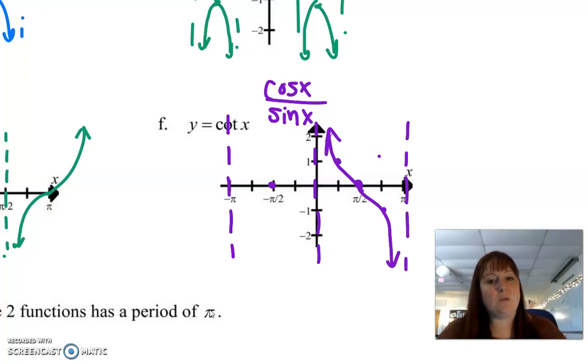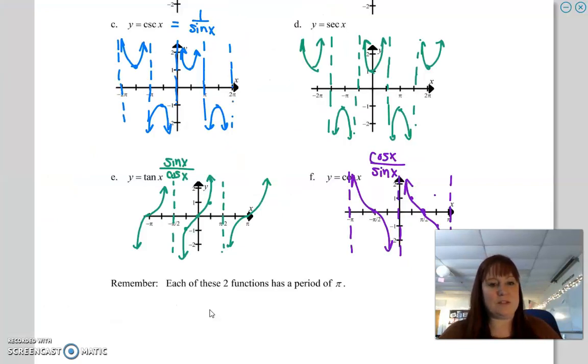Because if you think about it, at pi over 4, cosine is positive and so is sine. So at pi over 4, they're both positive, so your cotangent is positive. But then at 3 pi over 4, one of them is negative, so now we're going to have negative. So it's almost like a flip. It kind of flips and shifts over from the tangent.